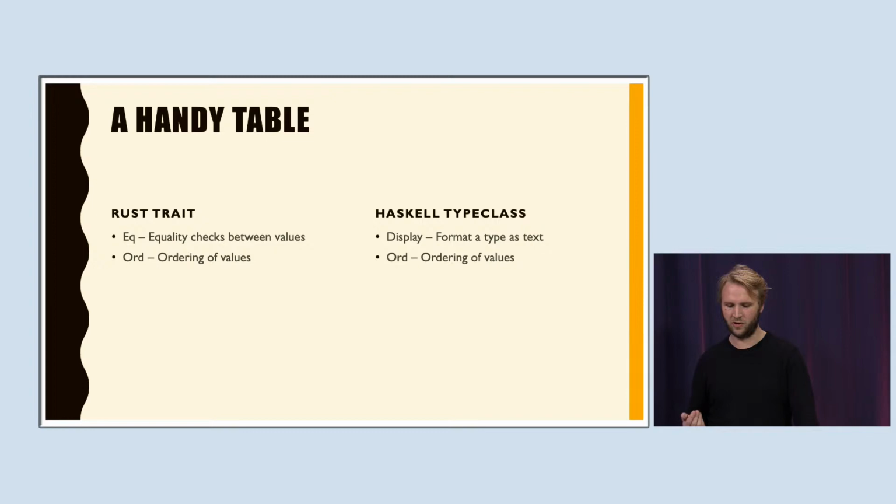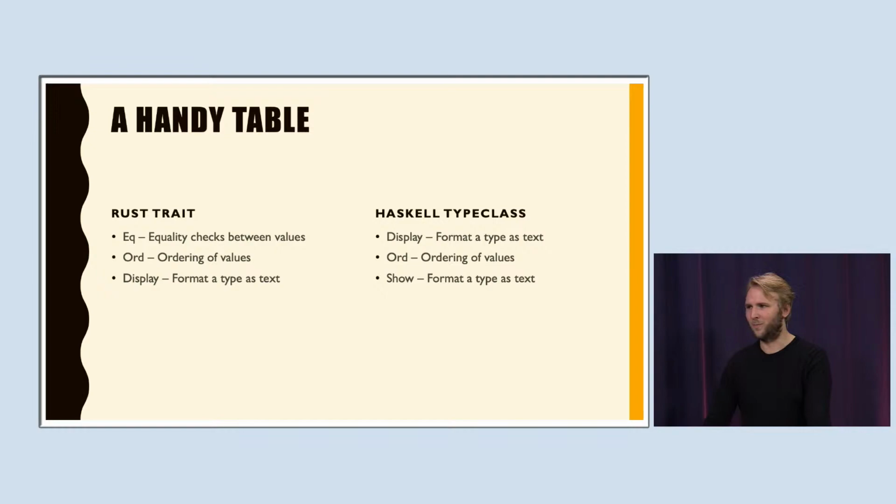But Rust finally decided to make a strong statement of independence and decided to name the string formatting trait Display rather than Show. Take that, Haskell. All right, so where do we go from here?